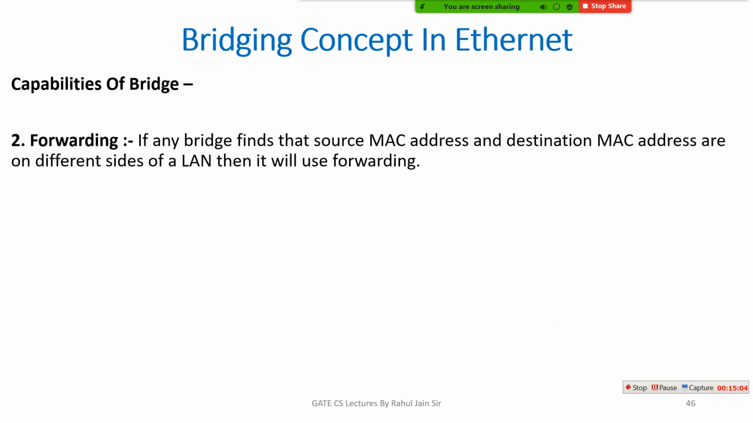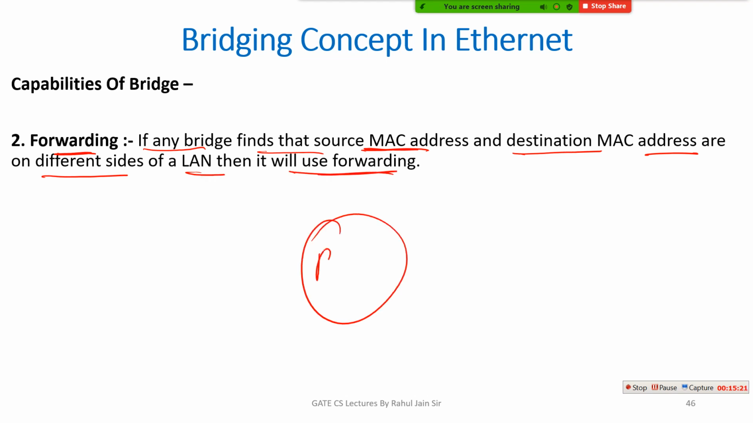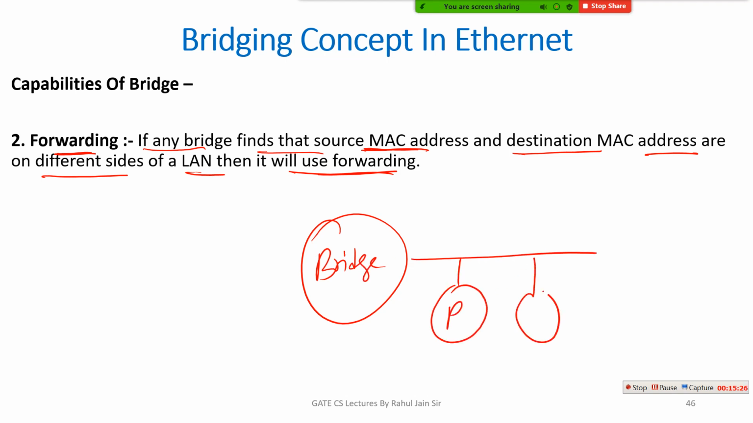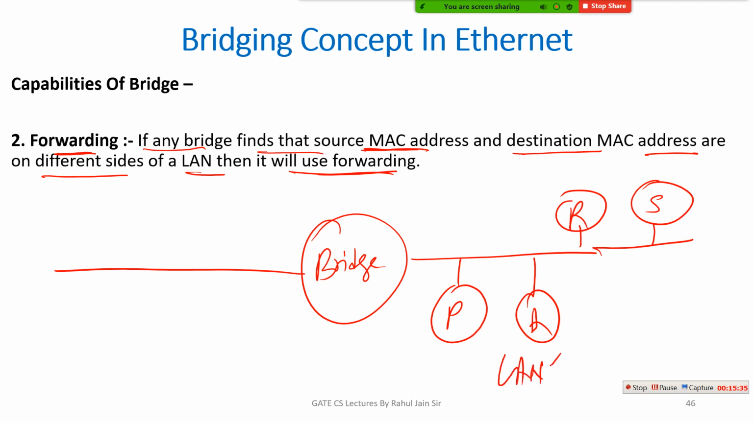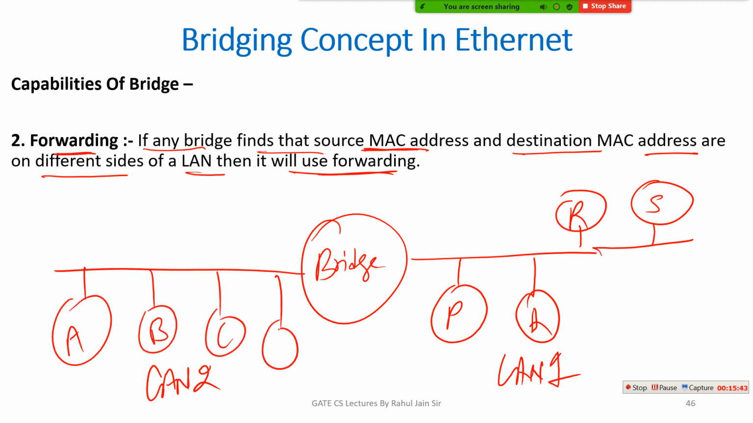Okay. The next capability is forwarding. In forwarding, if any bridge finds that the source MAC address and destination MAC address are on different sides of lanes, then it will use forwarding. For example, this is my bridge, and on this side I have stations P, Q, R, S. Suppose this is my lane 1 and this is my lane 2. Lane 2 has devices like A, B, C, D.